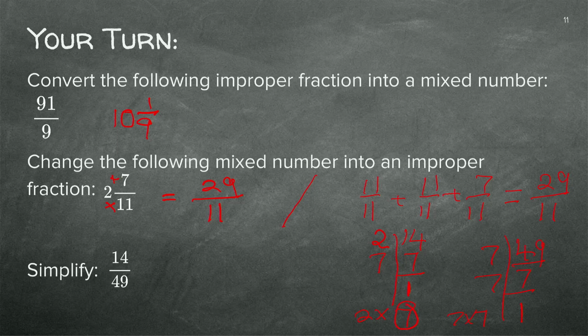So what is our HCF? 7. So we're going to divide the top by 7 and the bottom by 7. It's going to give us 2 over 7. And that is then the simplest form for 14 over 49.